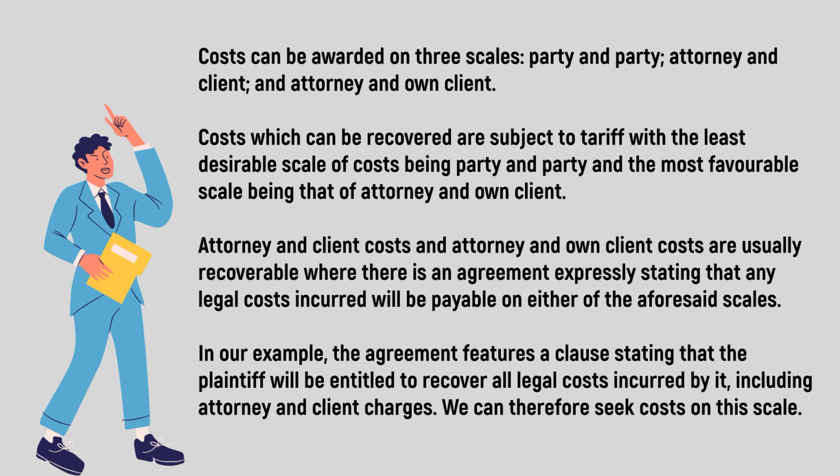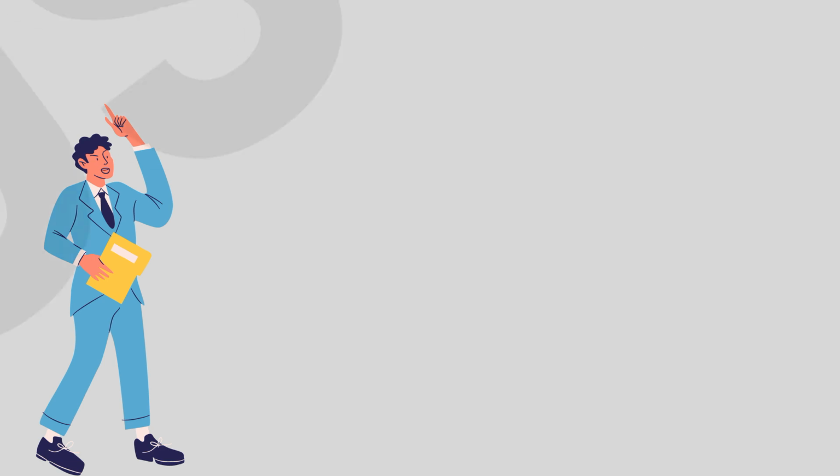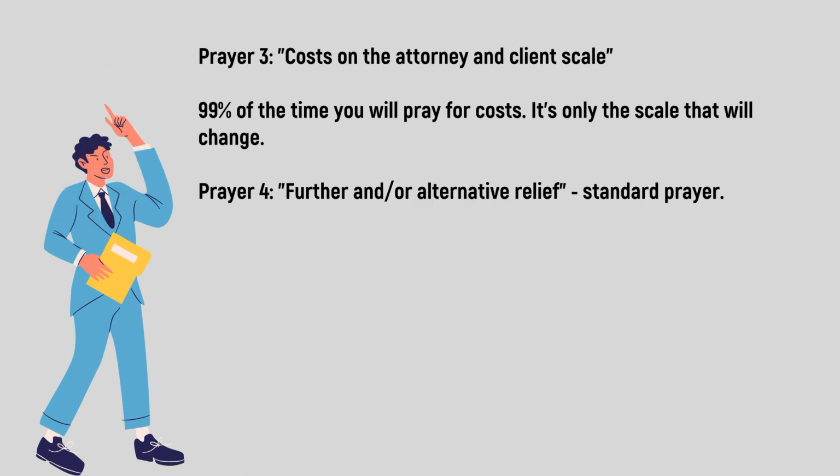Costs which can be recovered are subject to tariff, with the least desirable scale of costs being party and party, and the most favorable scale being that of attorney and own client. Attorney and client costs and attorney and own client costs are usually recoverable where there is an agreement expressly stating that any legal costs incurred will be payable on either of the aforesaid scales. In our example, the agreement features a clause stating that the plaintiff will be entitled to recover all legal costs incurred by it, including attorney and client charges. We can therefore seek costs on this scale. The next prayer will read, costs on the attorney and client scale.